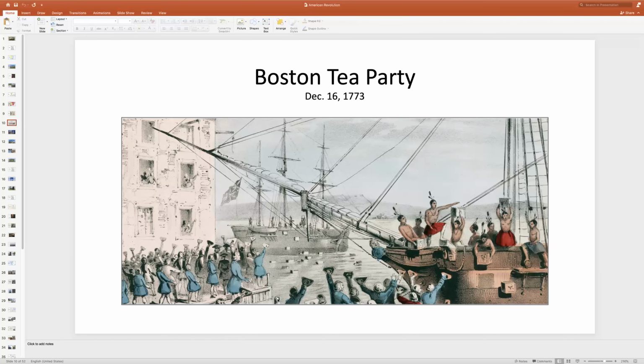So in the meantime, Virginia Governor Dunmore, along with the Massachusetts governor, those two dissolve the governments. They could do that based upon the Intolerable Acts. They could dissolve, I didn't mention that, but they could dissolve the legislatures if they wanted to. So in late 1774, early 1775, both Virginia and Massachusetts have their governments dissolved by the governors.